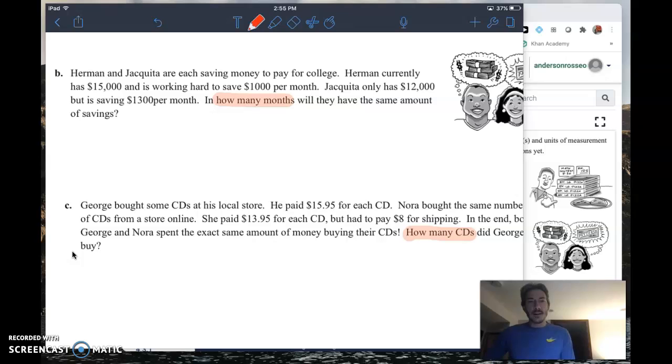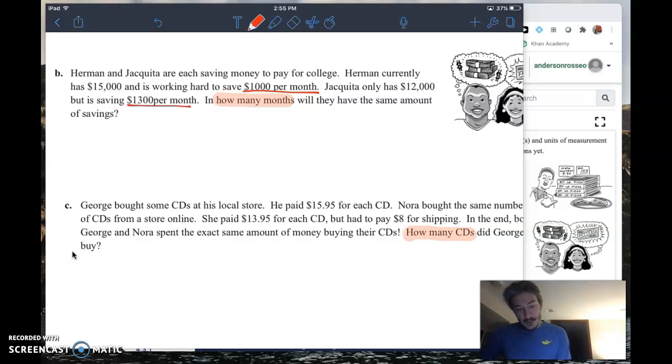Herman and Jaquetta are each saving money to pay for college. Herman currently has $15,000 and is working to save $1,000 per month, right? Herman's a good little saver, right? Jaquetta only has $12,000 but is saving $1,300 per month. In how many months, Jaquetta's the better saver, in how many months will they have the same amount of savings, right? And a lot of different info in this problem. For example, we've got 2 rates here.